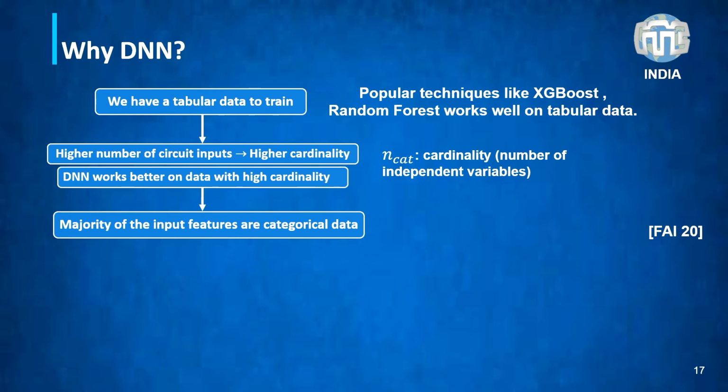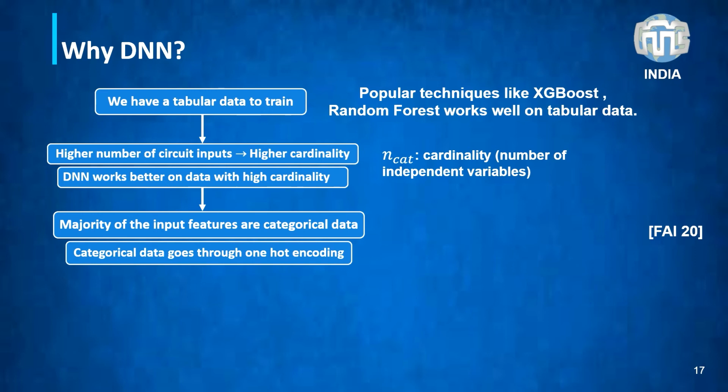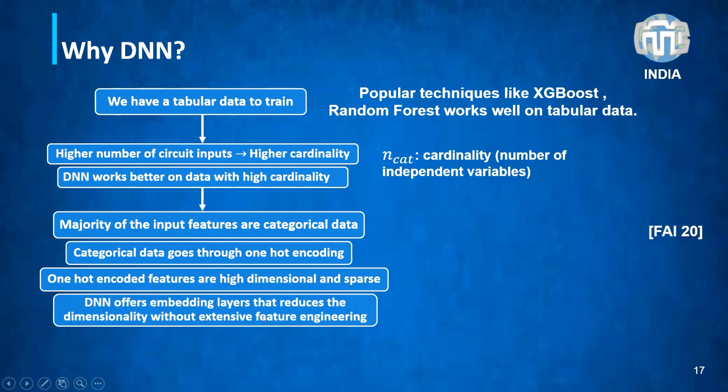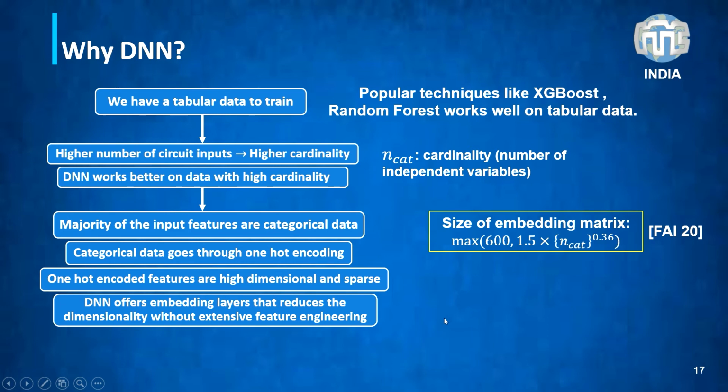If you remember, the WTM is the only continuous data, and the rest of the input features are all categorical data, and categorical data goes through one hot encoding. One hot encoded features are highly dimensional and sparse in nature, and the DNN offers embedding layers that reduce the dimensionality without extensive feature engineering. The size of the embedding matrix is decided by this formula, and the embedding technique is widely used in NLP, and we have drawn our inspiration from that.